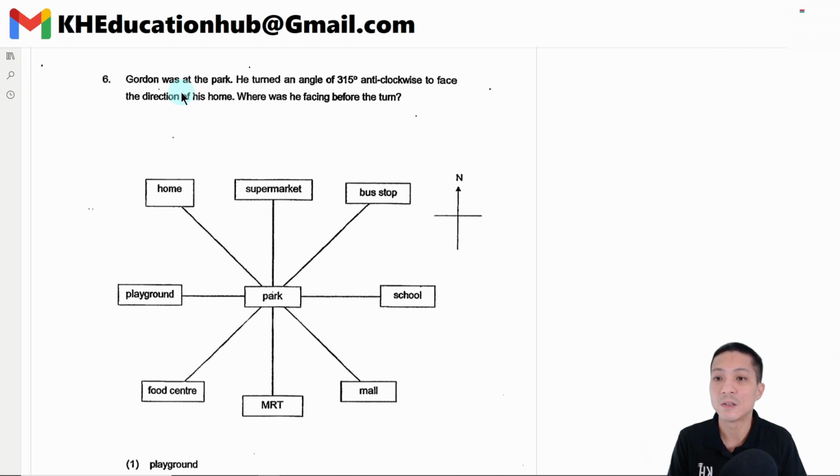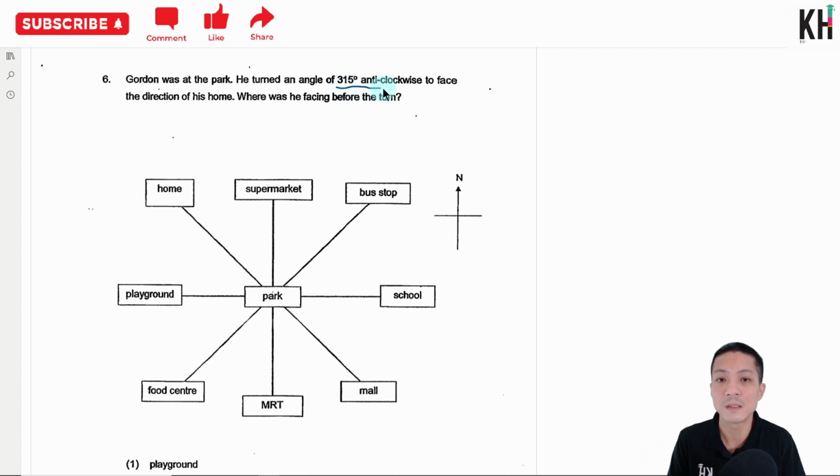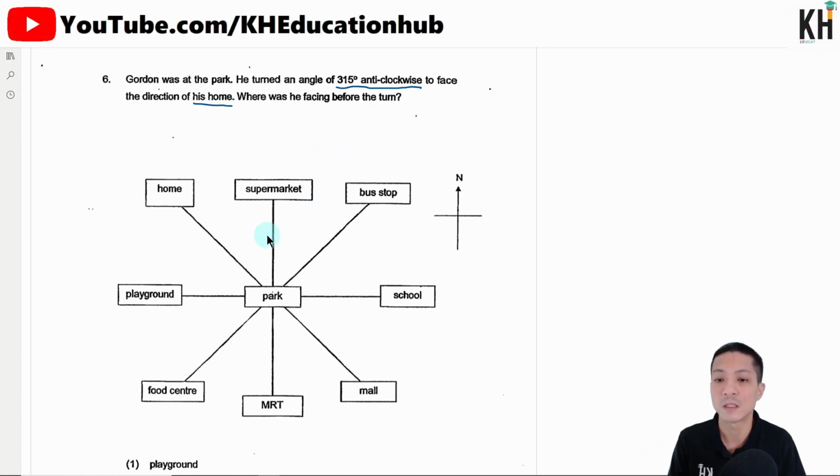Question 6. Gordon was at the park, he's at the park over here. He turned an angle of 315 degrees anti-clockwise to face the direction of his home. What was he facing before the turn? So we need to work backwards. After he turned, he'll be facing home.